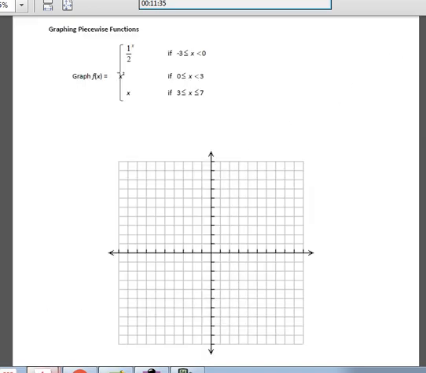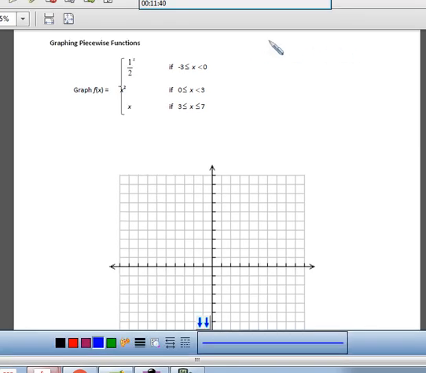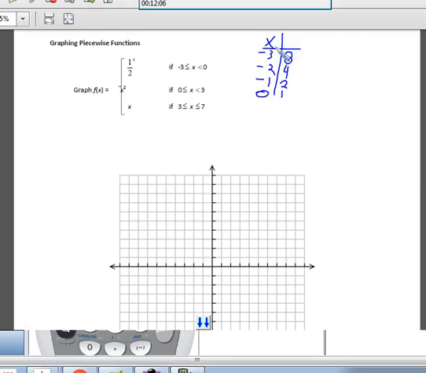So for this first one, I'll make a table, and this is for the function f of x equals (1/2)^x. So my x values are -3, -2, -1, 0, not -0. I've got 8, 4, 2, 1, I believe. Let me just double check. Yep. And then you're going to plot those points. So now you also have to keep in mind that we're going to be using our inequalities here to help us decide what to do with those points.